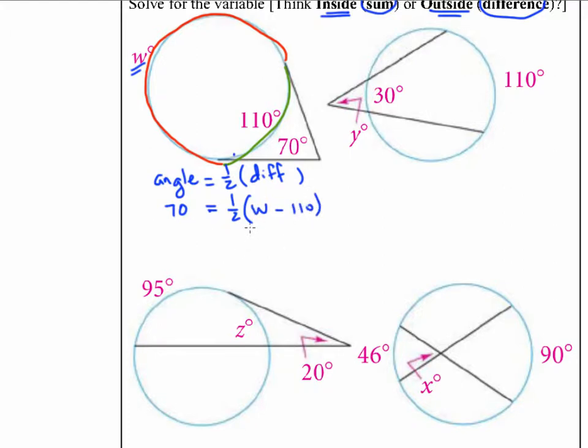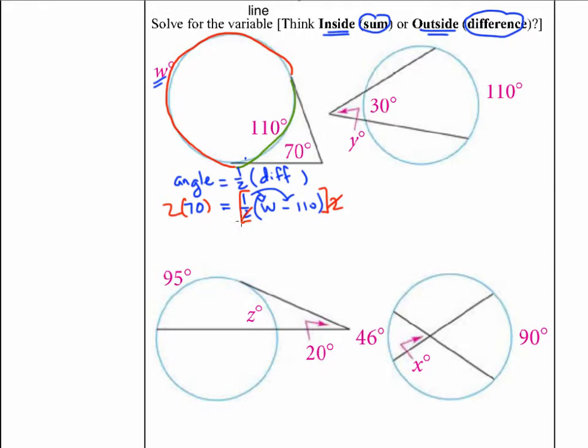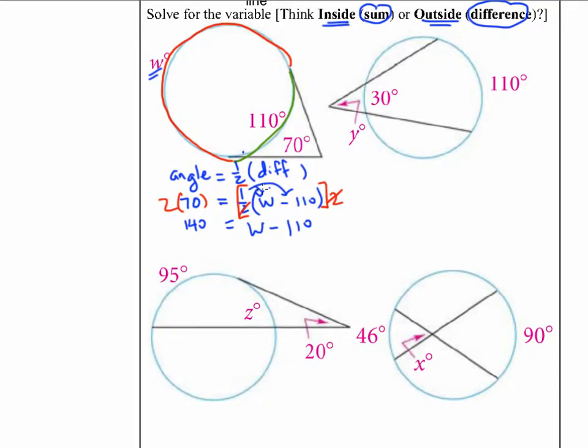Okay, so we have solved for W. You have two options here. You could distribute like that, but rather than doing that, I'm just going to clear out this 1/2 by multiplying by 2. You could distribute, but it just saves a little bit of time here. So I'm going to multiply by 2. 2 over 2 is an equivalent form of 1. So we get 2 times 70 is 140 equals W minus 110. And to get W by itself, we add 110 to both sides. And W equals 250. It's not 25, 250.